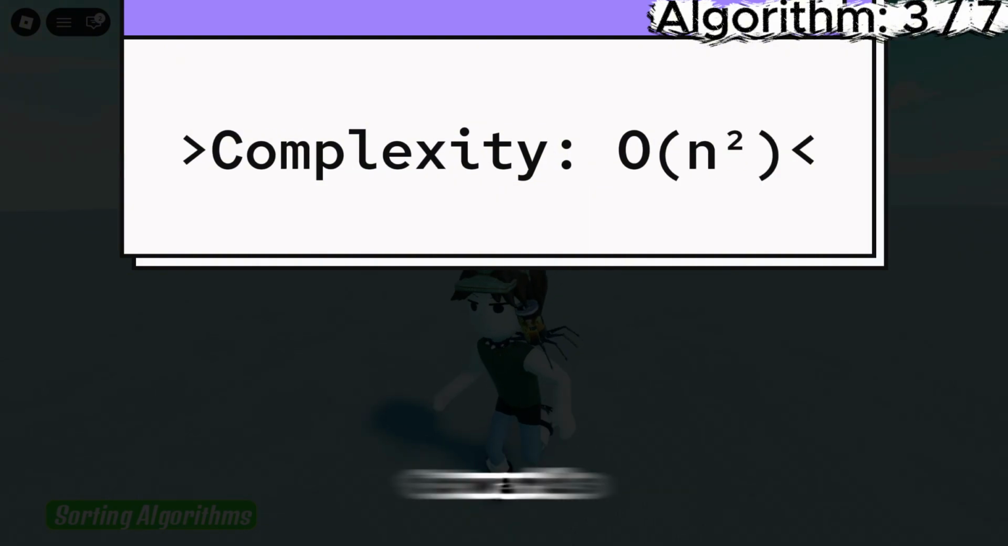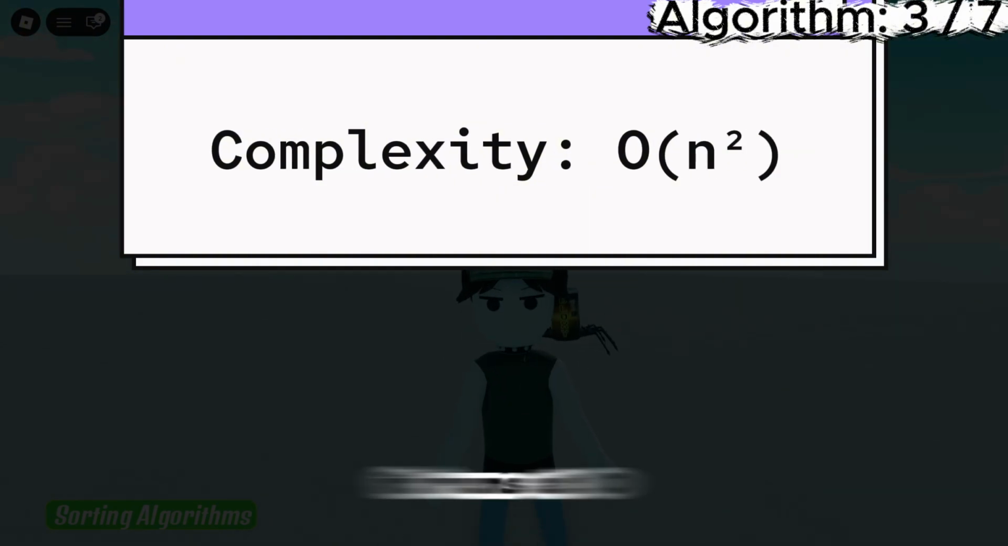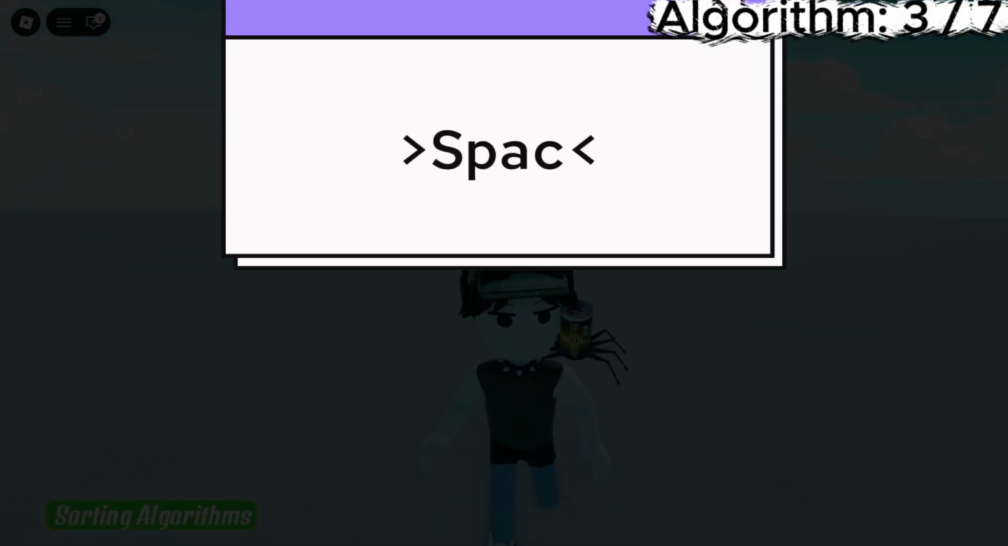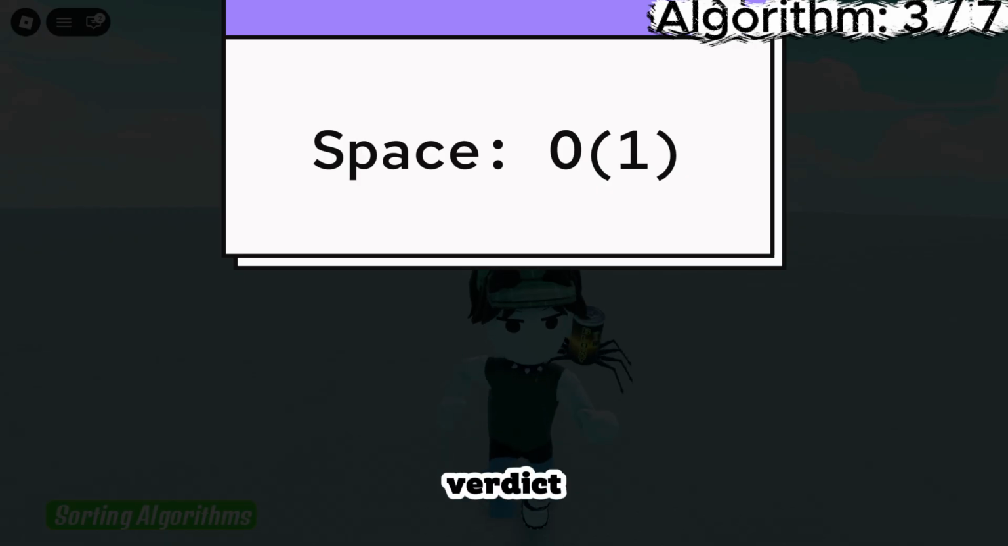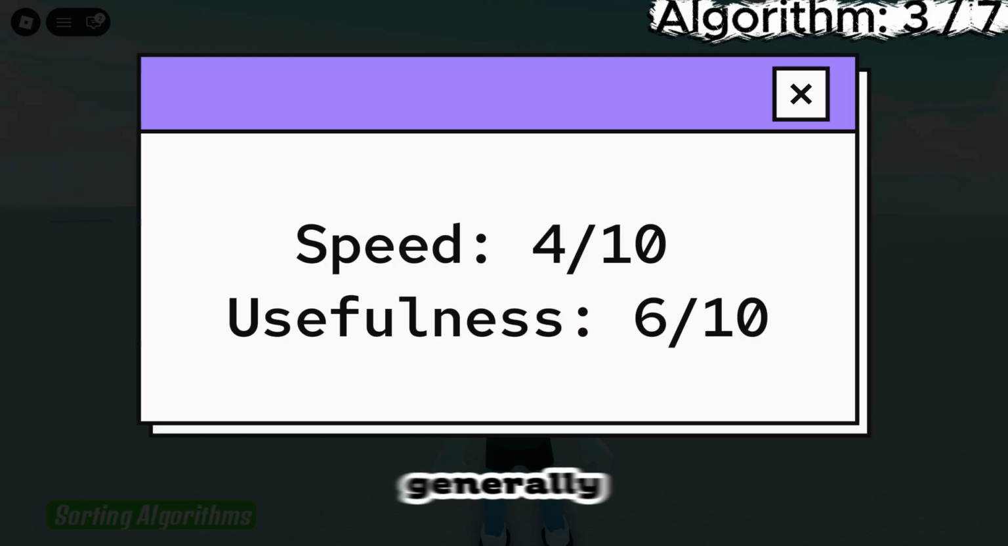O(n²) worst case, but here's the key. On already nearly sorted data, it runs at O(n). That's linear, that's fast. In place, so my verdict: speed 4 out of 10, usefulness 6 out of 10. Generally useful in the real world. Many advanced algorithms use insertion sort as a finishing step once the data is nearly sorted.